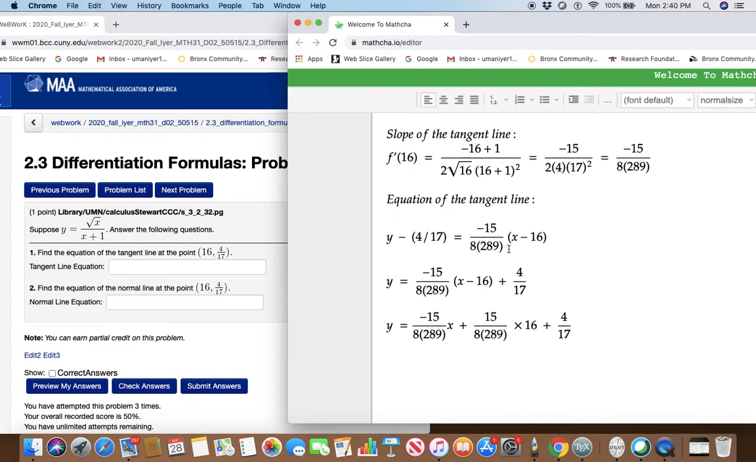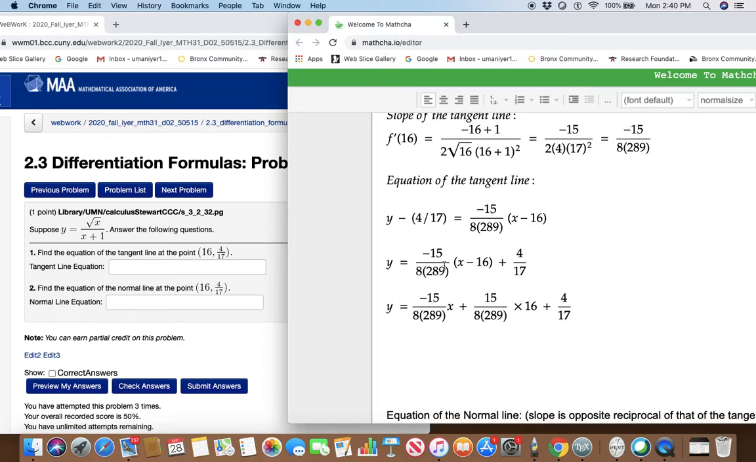So the equation of the tangent line: y minus the y coordinate equals slope times x minus the x coordinate. Simplify. I'm moving this to the other side, so it becomes plus 4 over 17. Negative 15 over 8 times 289 times x plus y, plus, because there's a minus and a minus, plus 15 over 8 times 289 times 16. Don't forget that negative and that negative made me positive. Plus 4. So basically this quantity I have not simplified at all.